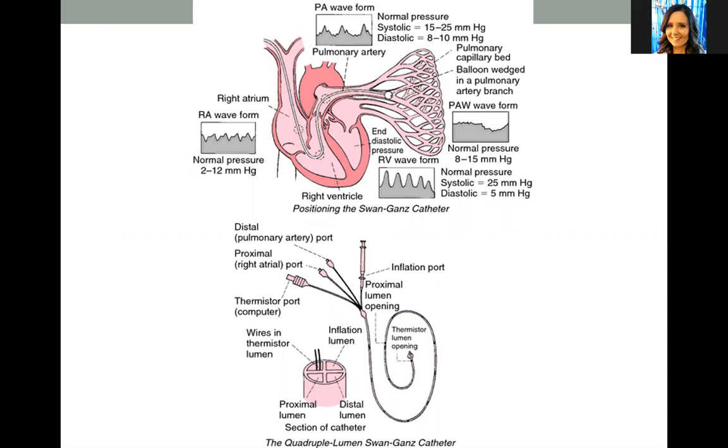So here's a way or a picture to show you how it looks at that left side of the heart. So remember that catheter is inserted on the right side. It's wedged into the pulmonary artery, all those little arterioles and venules, and then it goes into the left side of the heart. And it can actually see the left side because of the lack of valves between the pulmonary artery and the left atrium.